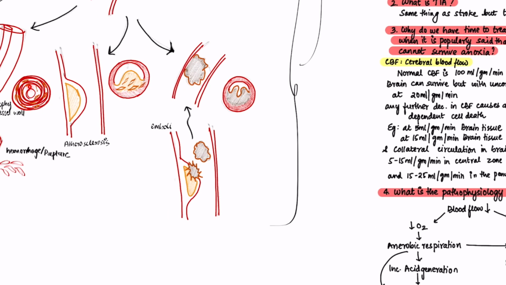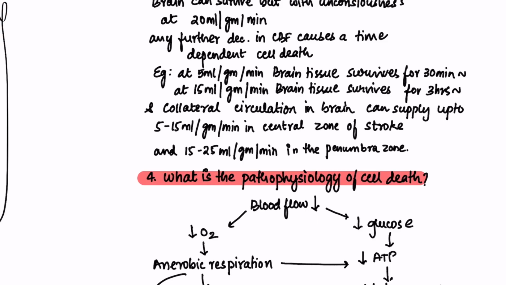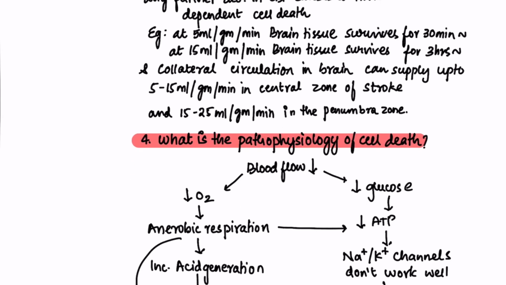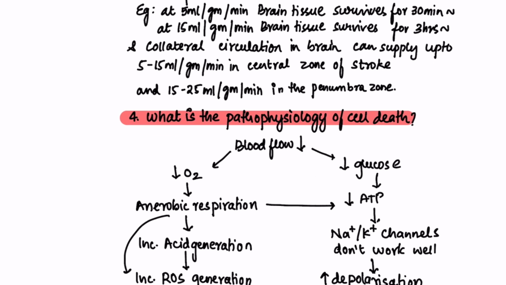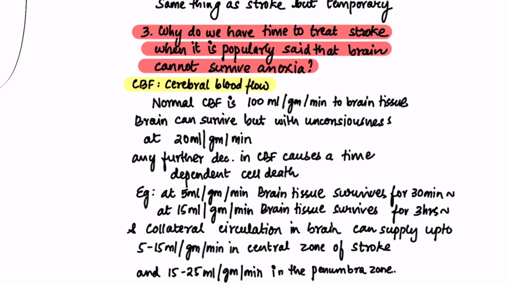The complete obstruction of blood is a very rare entity, and yes, if that happens, the brain tissue will definitely die and you cannot treat the patient. So this is the logic behind the brain surviving in decreased blood flow.